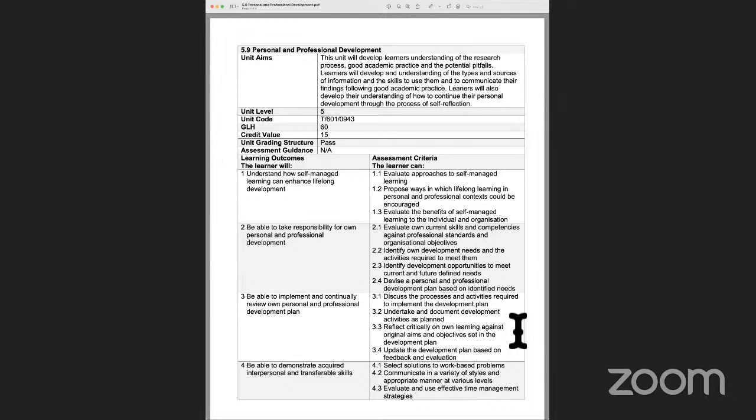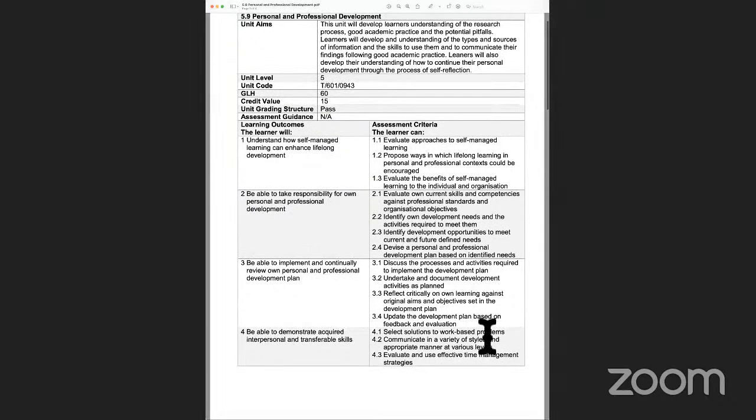In the second one, we did a bit of our own SWOT analysis and skills audit, wherein we looked at understanding our current skills and competencies which are required at our place of work. We also looked at marrying them with the organizational objectives. Then we looked at our developmental needs, which were firmed up into what is called a personal and professional development plan. In the third learning outcome, we looked at implementing that plan, and reviewing that plan to ensure that the activities we are putting in place help us complete and achieve the goals and objectives set in the PDP.